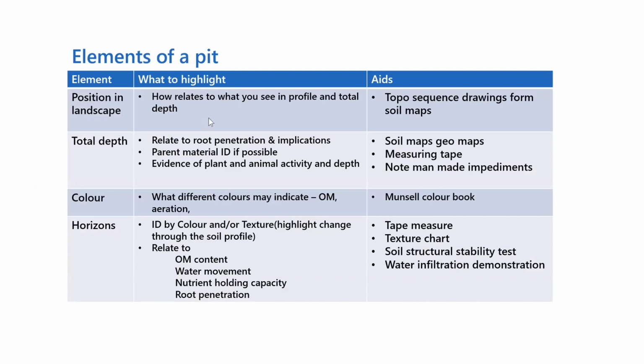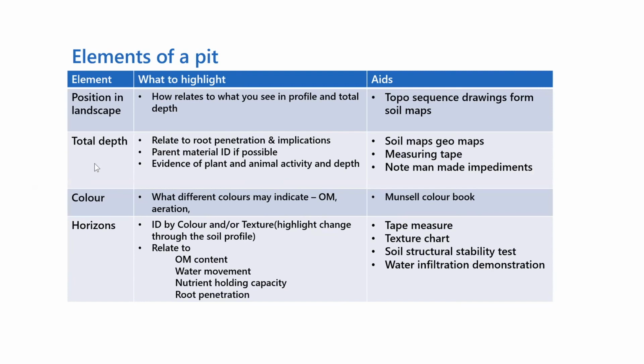So talk about how the soil fits into its position in the landscape and how that might relate to what you're seeing now. Sometimes those soil landscape maps from New South Wales, and I'm not quite sure about other states, have great little what are called topo sequences in them. So you see the landscape and it has all the different soil types that you might see within that landscape. So that's good to show.